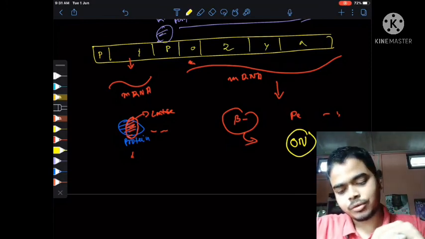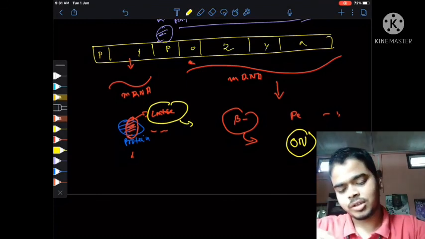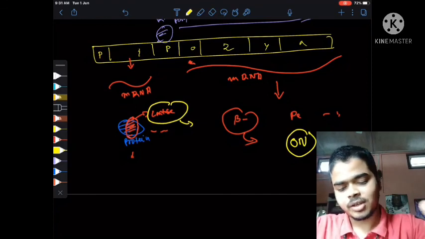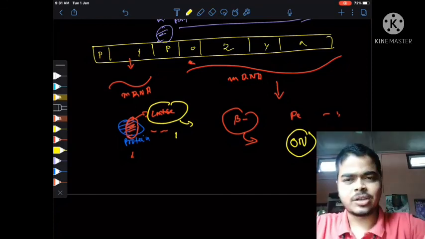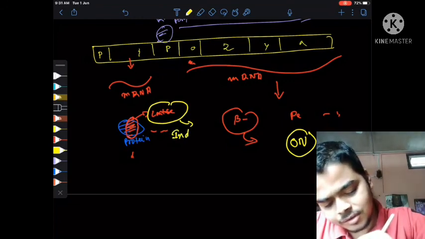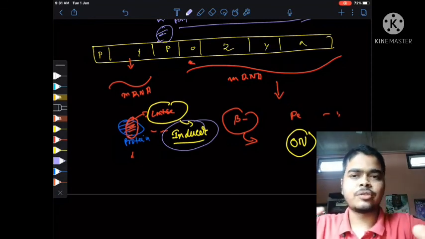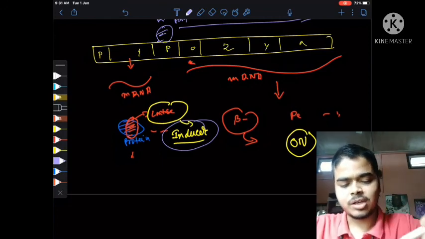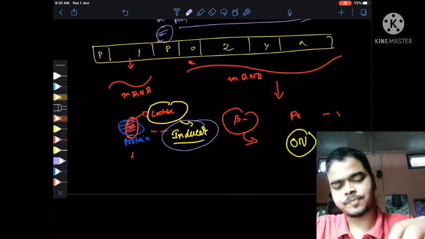Now the switching on of the lac operon is because of lactose. Because the lactose binds to the repressor protein, the operon becomes switched on. That means it induces the lac operon to become on, and hence lactose is also called an inducer, because it induces the lac operon to become on. Remember, lactose is the inducer. Allolactose is also an inducer, but glucose and galactose are not inducers. So remember, lactose is the inducer.